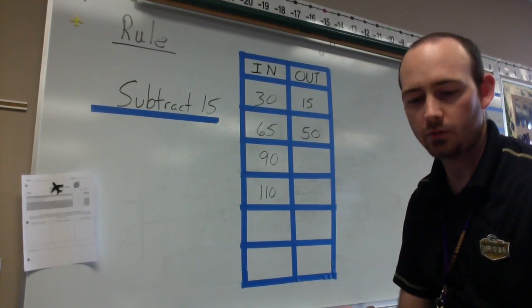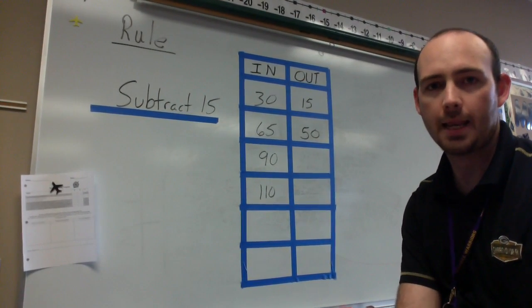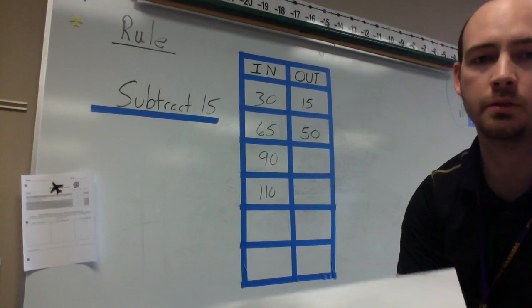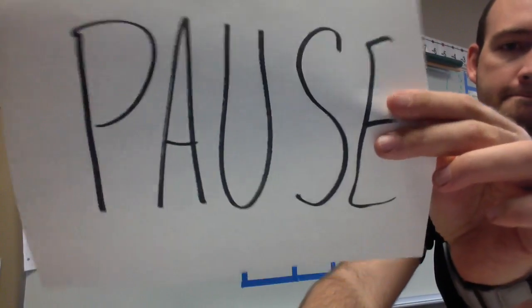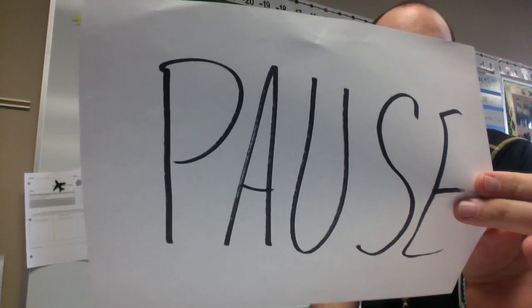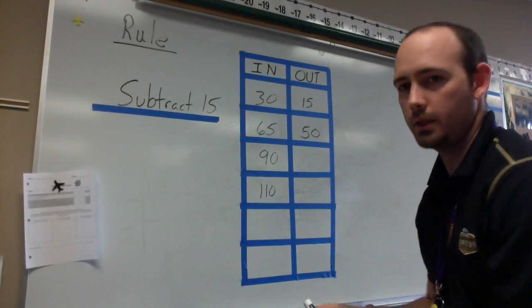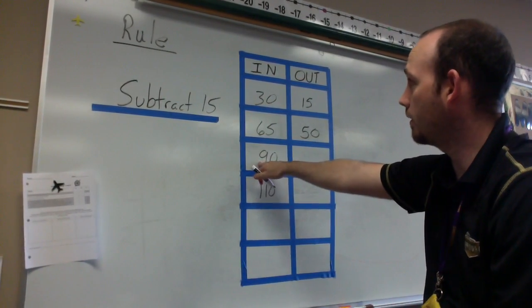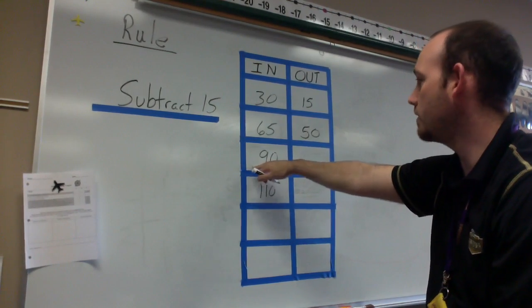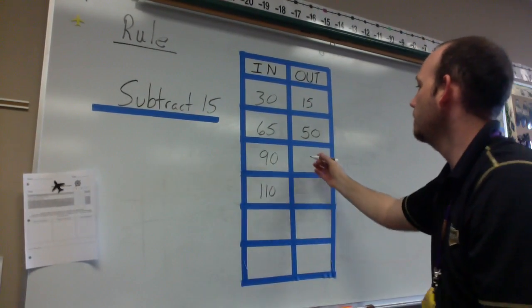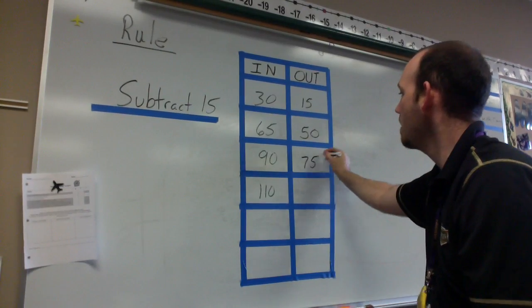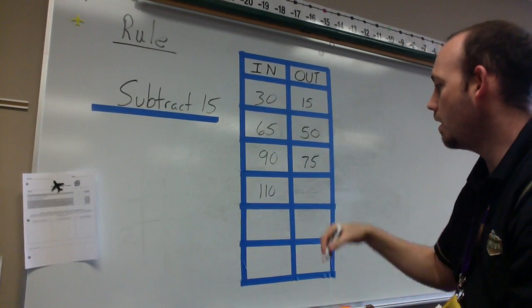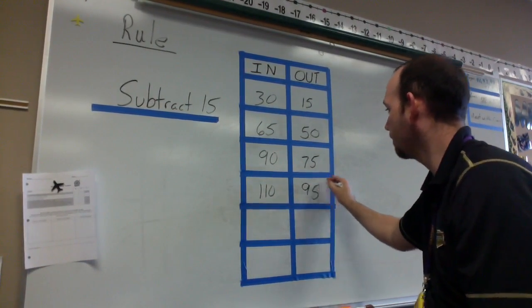I want you to pause your video, see if you can come up with those values now. So go ahead and pause. 90 and 110. All right, hopefully you've had a second to figure that out. We put 90 in and subtract 15. So 90 minus 15, we should end up with a 75. And 110 minus 15, we should end up with a 95.